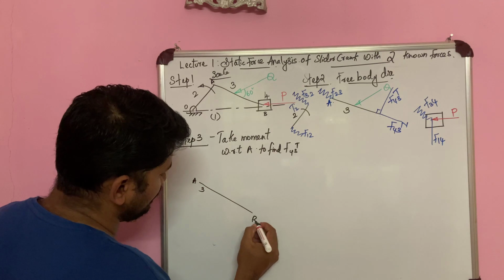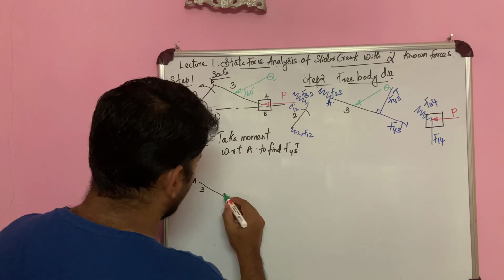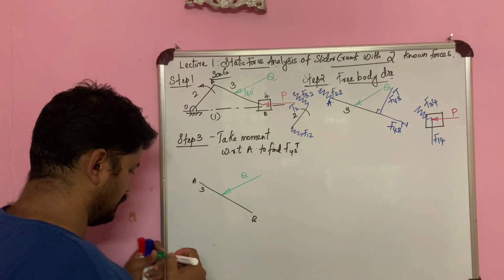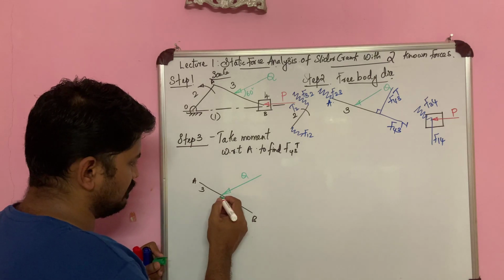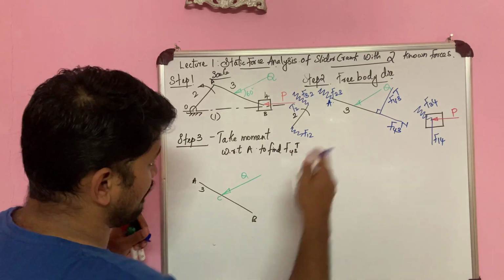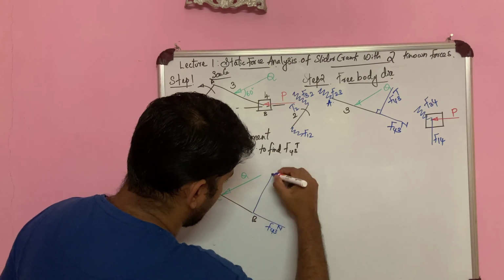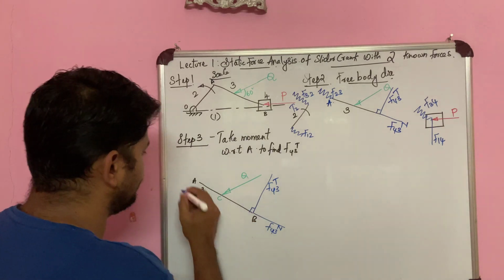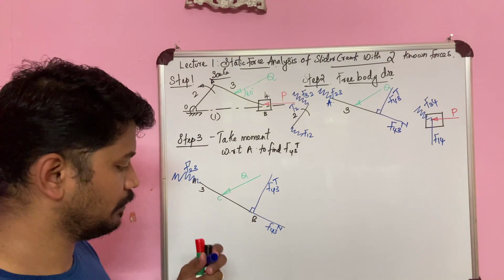This is A, B. I have a known force Q acting over here, parallel to the side drawn, and let this Q be at a distance of maybe C or something. Now I have F43N and F43T acting parallel and perpendicular to the link. I also have F23 acting through the point A.